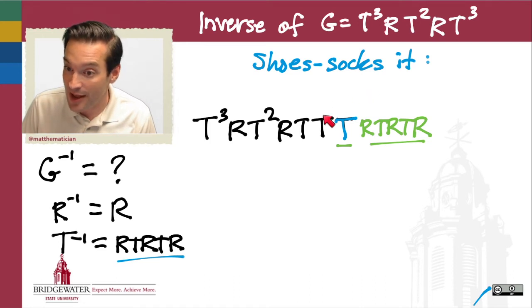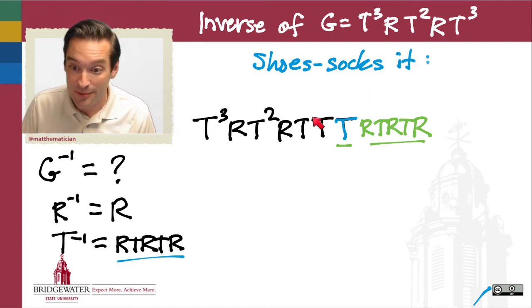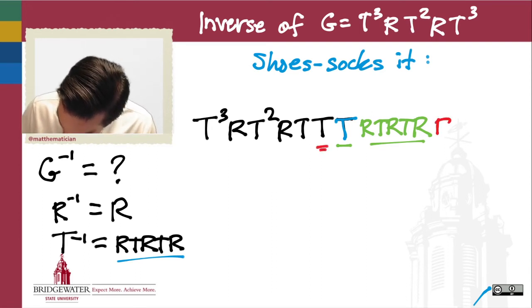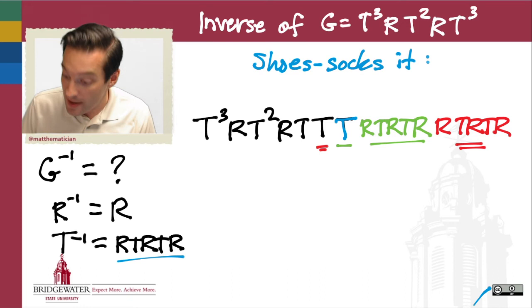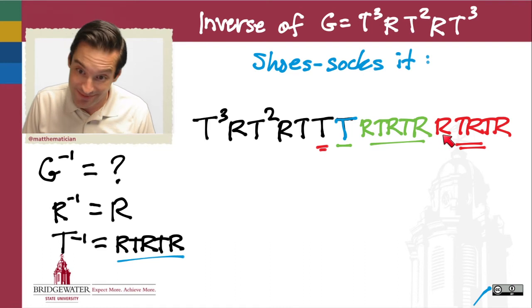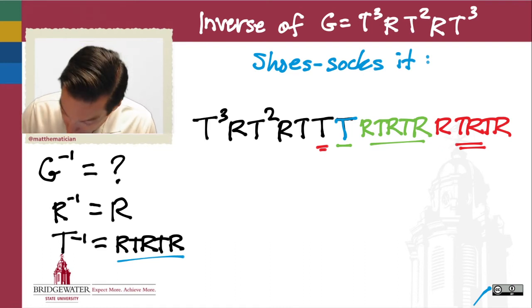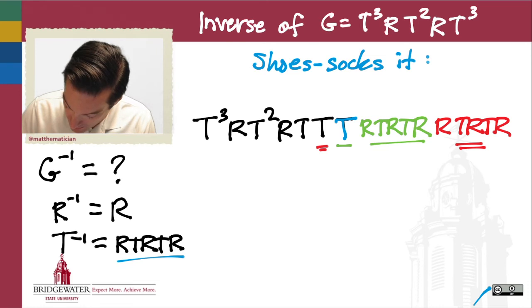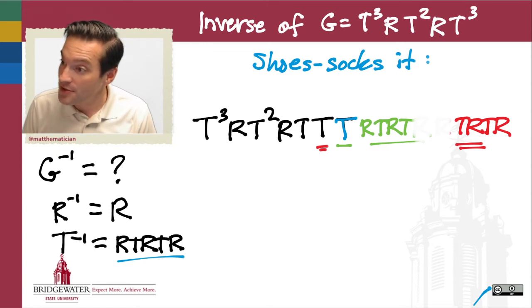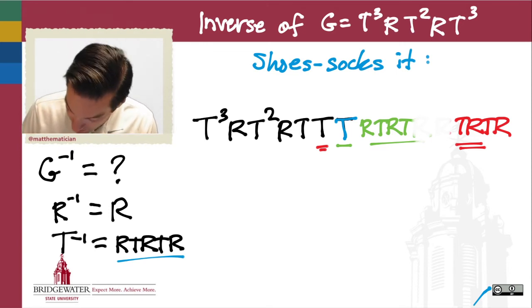The next thing I would need to cancel out, according to shoes and socks, is this T, which is at the end of my word. And I can cancel it out by using another RTR. One of the things you might notice here is that as I'm writing out the letters for this inverse, I end up writing two R's next to each other. So what can I do to simplify that? What is R composed with itself? Well, that's just the identity, isn't it? So we could just erase those. So we're getting a slightly simpler expression for this inverse.